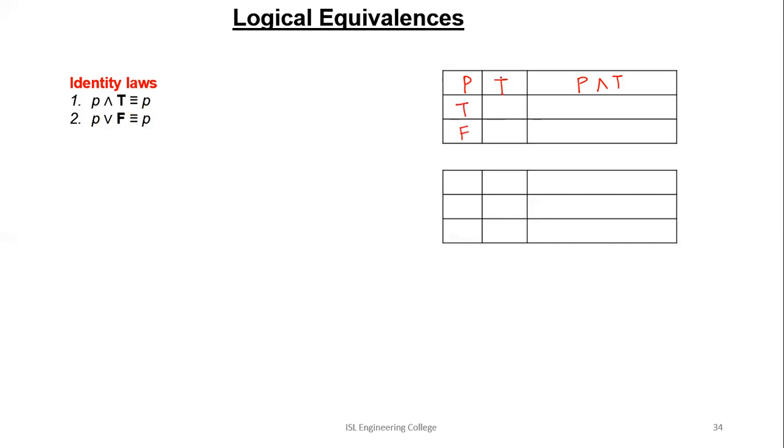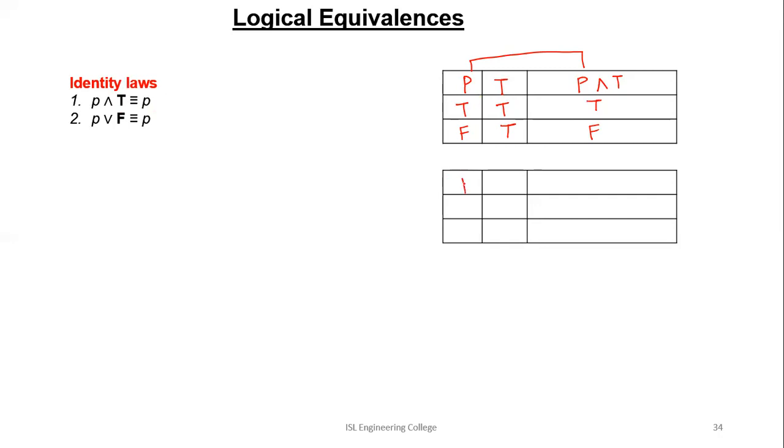Now what do you mean by this T? T means the statement is always true. Now whenever you are doing AND, what is the statement if both of them are true? Then only true, otherwise false. Now look over here. These two are similar, right? So this means that P and T is equivalent to P.